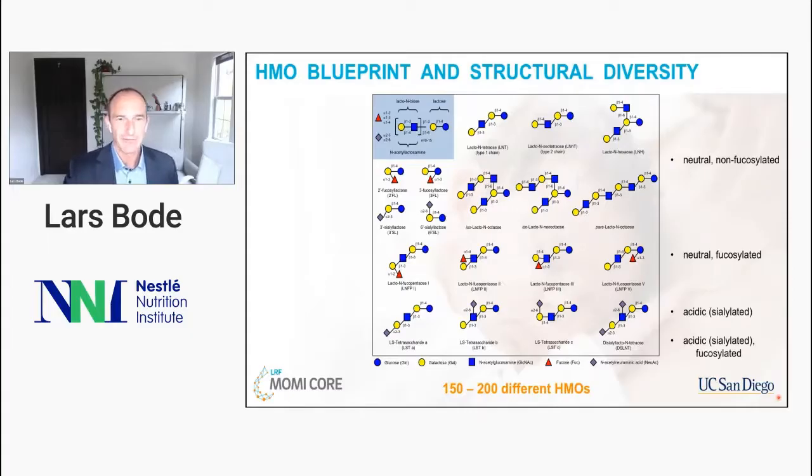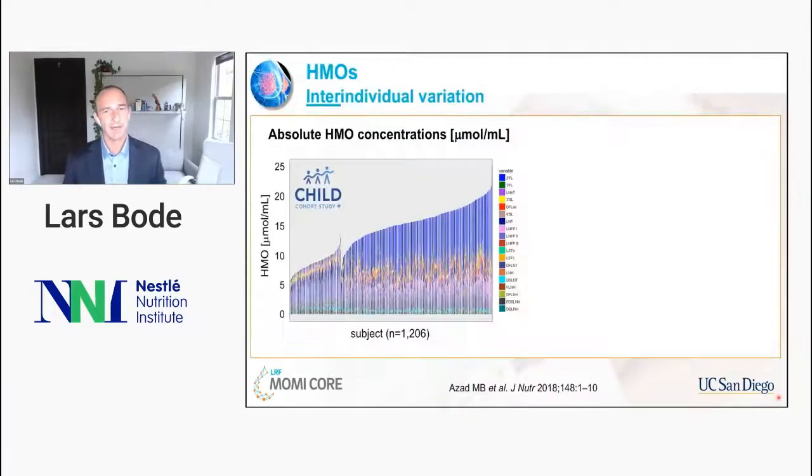Remarkably, there's about 150 to 200 different oligosaccharides that have been identified by structure so far. And really every mom makes a somewhat different fingerprint of what oligosaccharides are in her milk. You can see that here in data from the Canadian child cohort, where we see on the x-axis 1,200 different subjects, different milk samples, and on the y-axis the oligosaccharide concentrations in micromole per ml, different colors being different oligosaccharides.